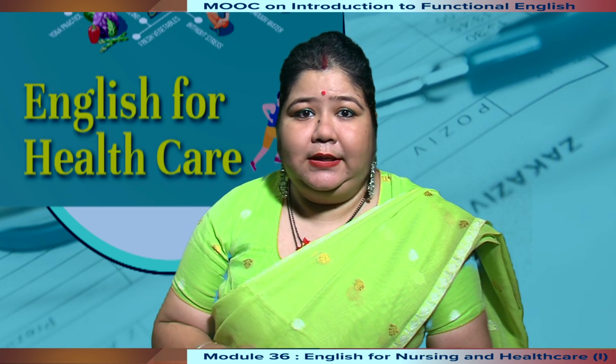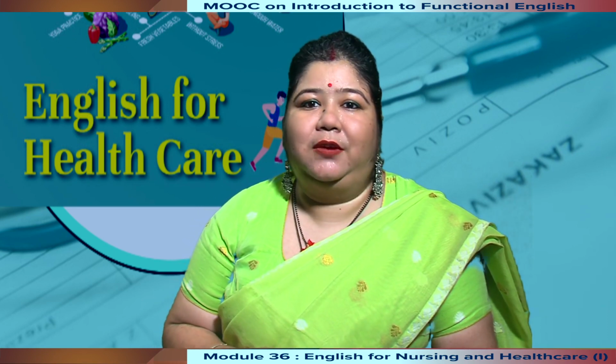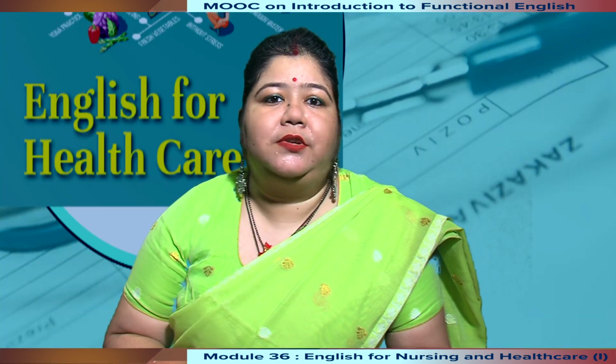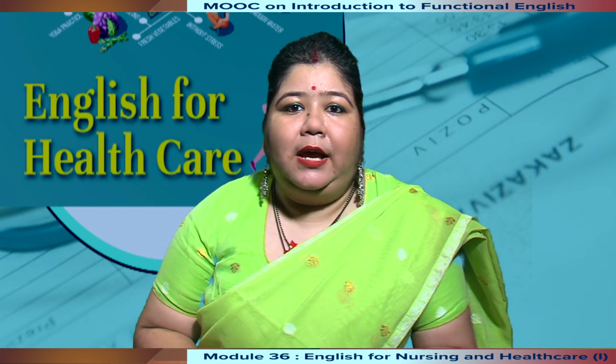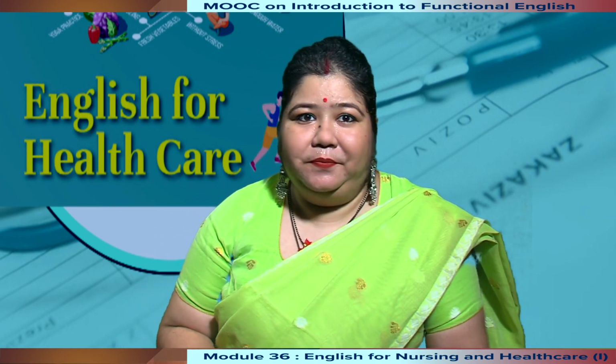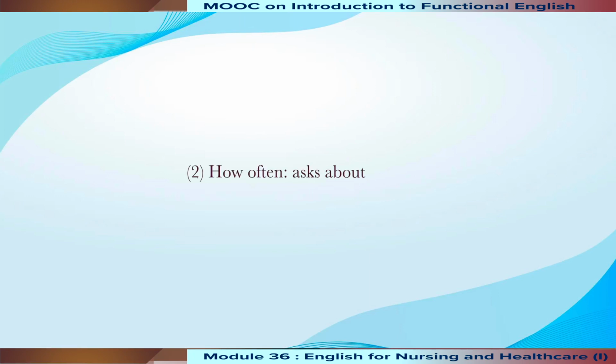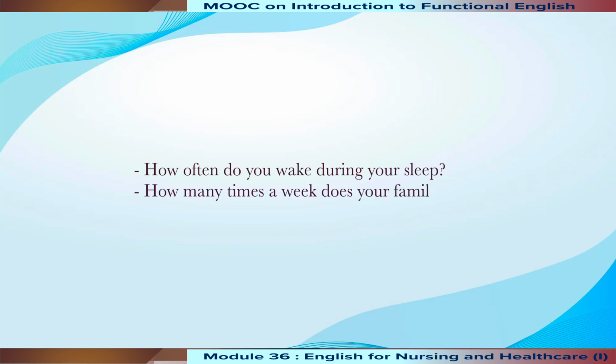Next, we have the information question. A question that asks for information by using the word how, such as how many. For example, one use of how is to ask about means, the ways. How painful is your chest? How to measure blood pressure. Next we can ask how often. This asks about the frequency, like how often do you wake during your sleep? How many times a week does your family visit you?